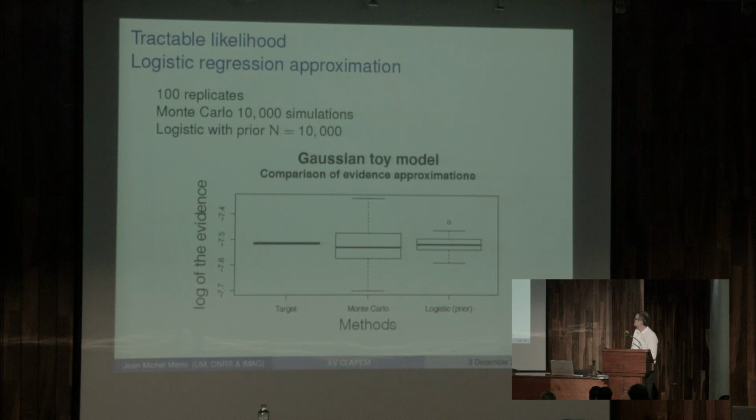So look, this is the target here. Consider 100 replicates. We have 10,000 simulations for the standard Monte Carlo strategy here. We have 10,000 simulations for the logistic regression with the prior. And here are the results you get. So you use the prior in the two cases. And as you can see, the distribution of the corresponding estimator over these 100 replicates is more concentrated for this logistic regression approach with respect to the Monte Carlo one.